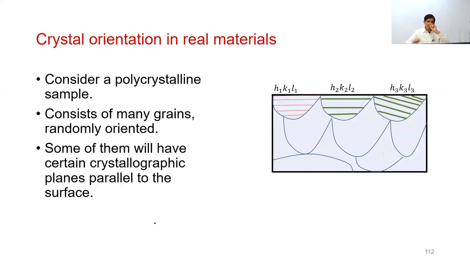Now what happens is, how do we deal with real materials? I mean, it's all fine. Suppose we have crystal orientation in the real materials. Here's a polycrystalline sample I have shown, just a schematic. My drawing is not great, but I imagine these are actually crystals in the material.